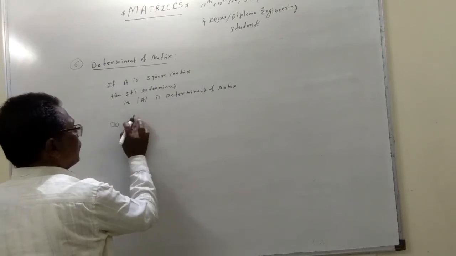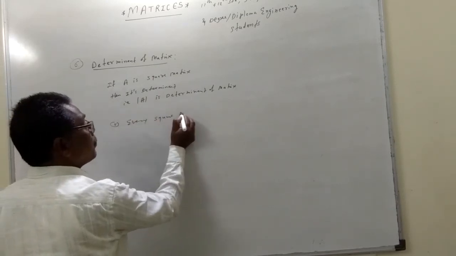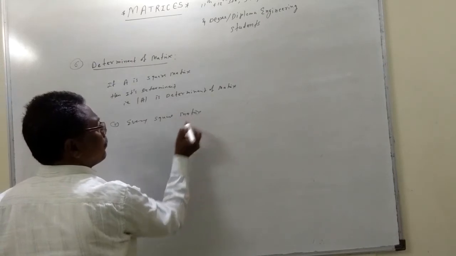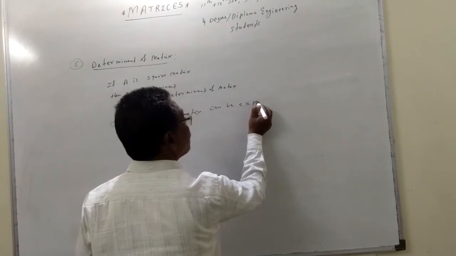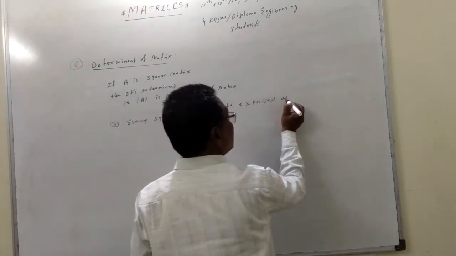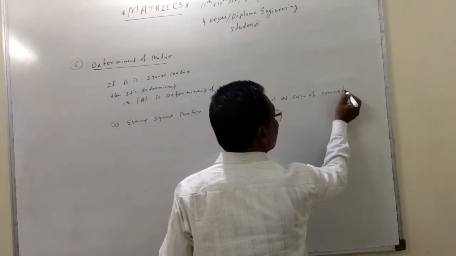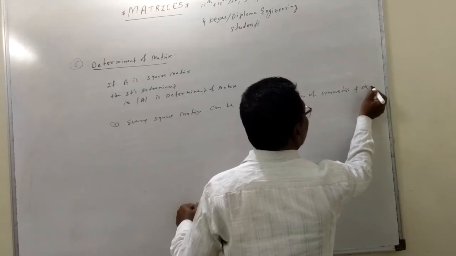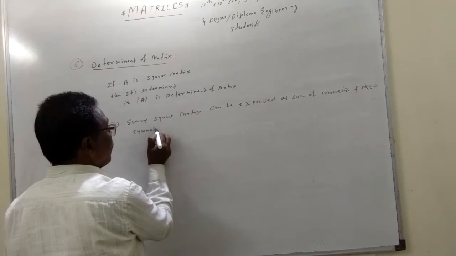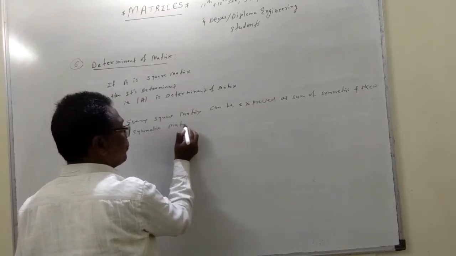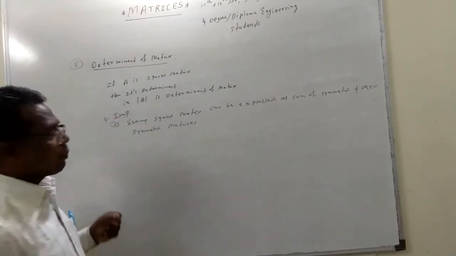Every square matrix can be expressed as the sum of symmetric and skew symmetric matrices. So very important property. Examples can be based on this property.